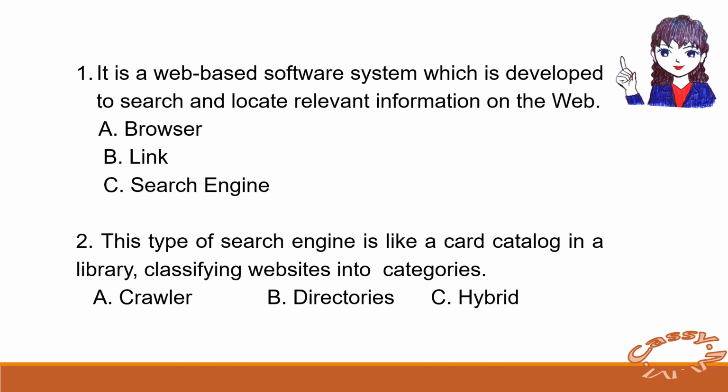Identify the correct answer for the following statements. Write the letter of your answer. 1. It is a web-based software system which is developed to search and locate relevant information on the web. A. Browser. B. Link. C. Search engine. 2. This type of search engine is like a card catalog in a library, classifying websites into categories. A. Crawler. B. Directories. C. Hybrid.